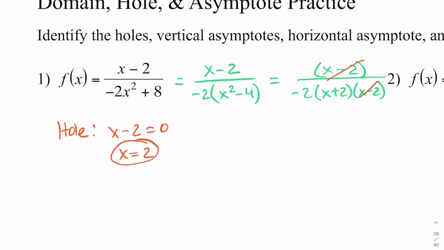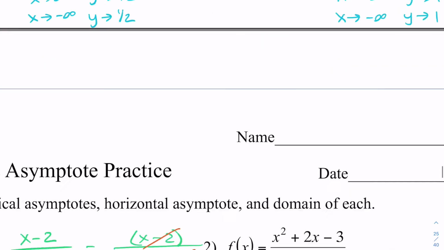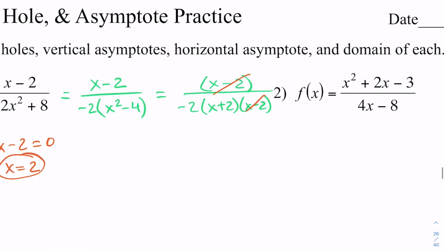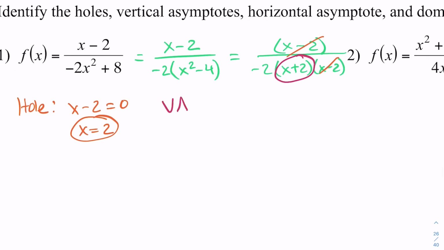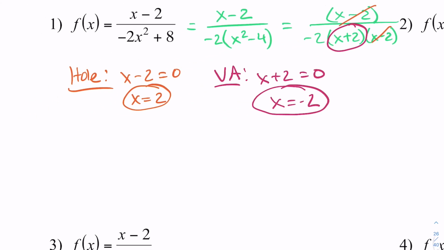What's my vertical asymptote? It's what I did in dark green. That's not a good color. You know what, I'll do this color. So x plus 2. The vertical asymptote is going to be x plus 2 equals 0. So x equals negative 2. That's my vertical asymptote. Okay, my horizontal asymptote is going to be when I circle these.